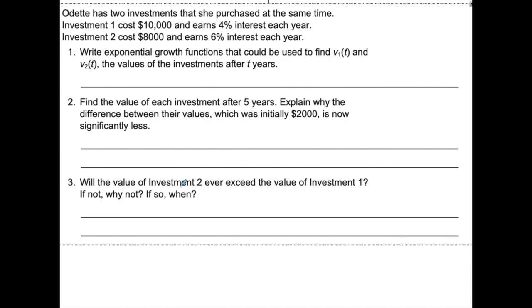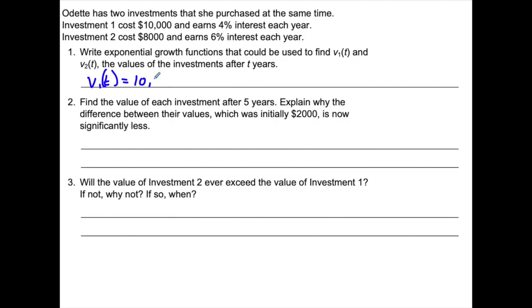First, let's write exponential growth functions that can be used to model the values after t years. So remember, v1 of t, we start with 10,000, and then what goes in here? 1.04 to the t. Then v2 of t equals initial 8,000 times 1.06, let's look at the rate, 1.06 to the t. Perfect.